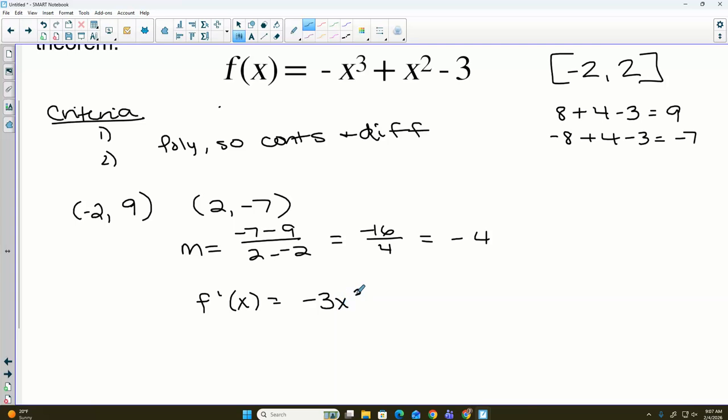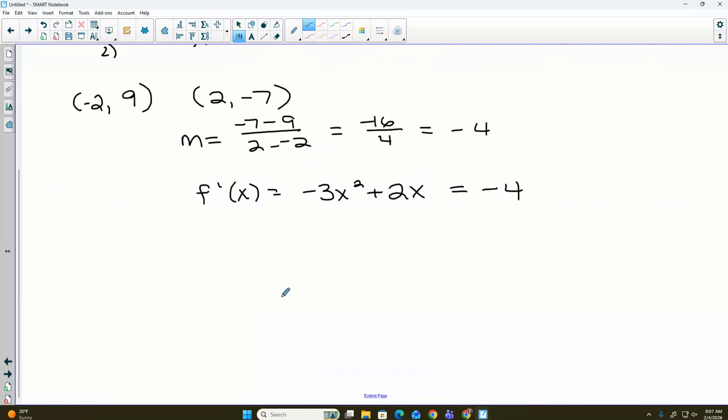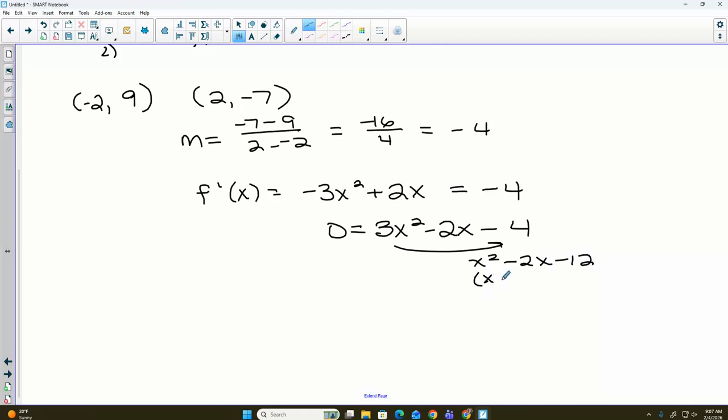Okay, minus 3x squared plus 2x. And I'm setting that equal to negative 4. I like my x squared to be positive, so I'll move everything over. So I get 3x squared minus 2x minus 4. Does this factor nicely? No, that's the danger of me making up problems, right?